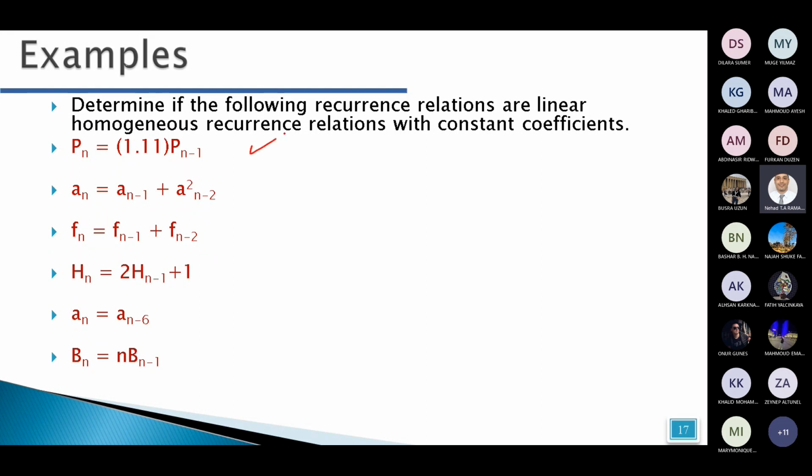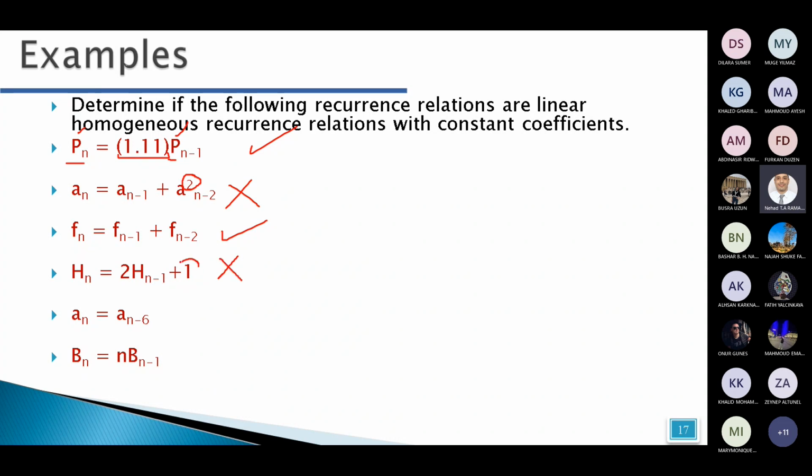This one, yes, it's linear because there is no exponent except 1. It's homogeneous, yes, because we have only a as variable. With constant coefficient, yes, this number is considered a constant coefficient. This one is not linear because we have a power here. This one is linear homogeneous with constant coefficient. This one is not homogeneous.